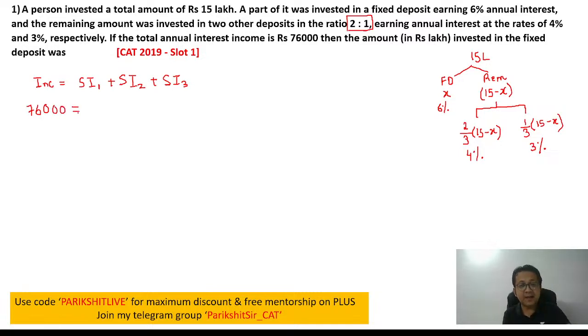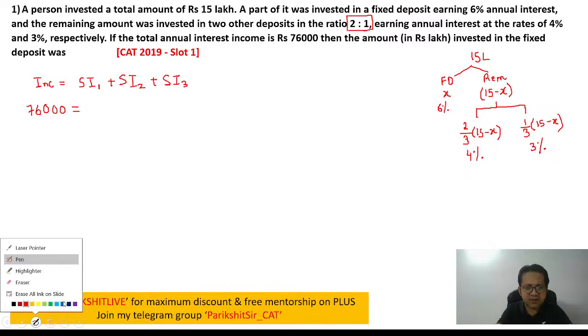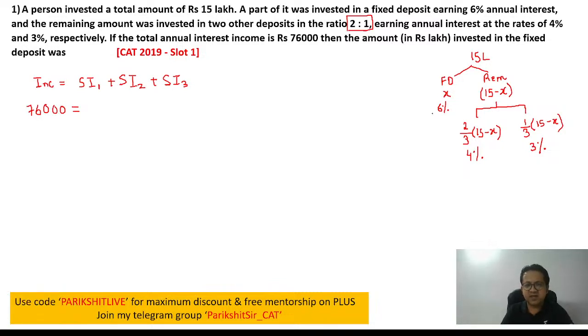So what is simple interest? Interest is nothing but PRT by 100. So P is, so first pay, how much is the first P, principal? Let's write it down one by one. First, how much amount did I invest? I invested X rupees. So X into R. R is 6%. So X into 6, T is 1 year, so I'm not writing it down. X into 6 divided by 100.